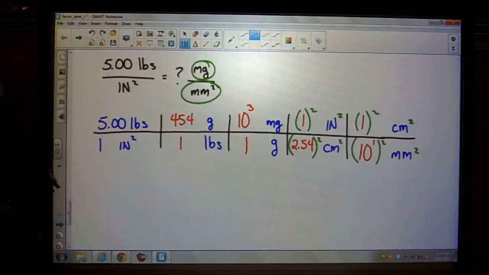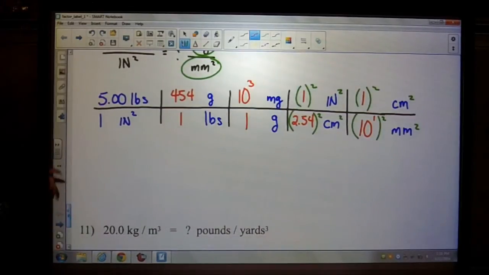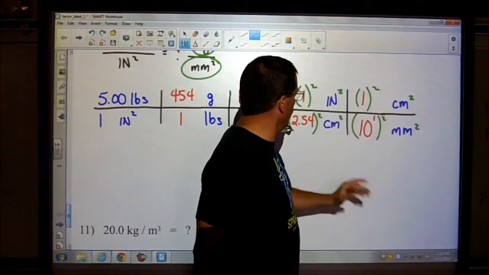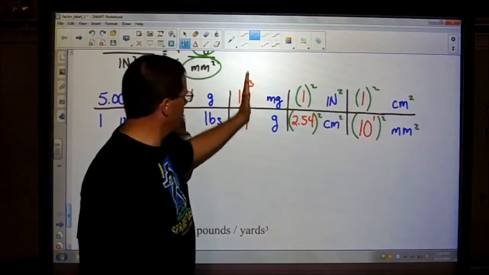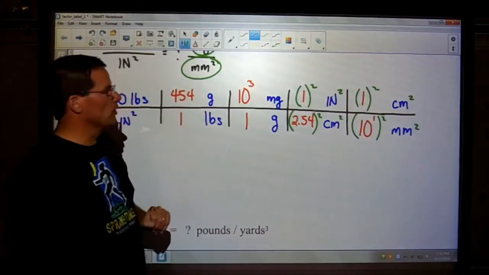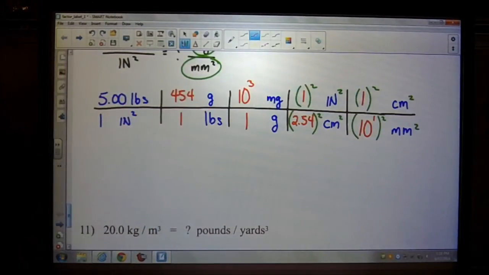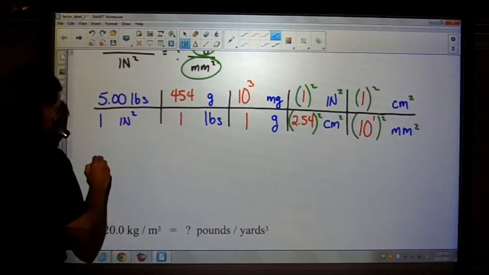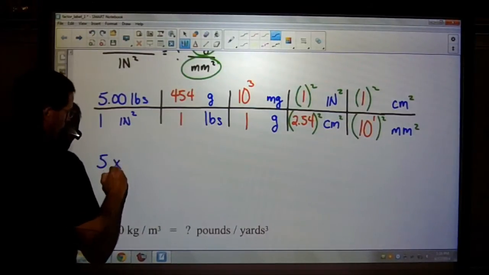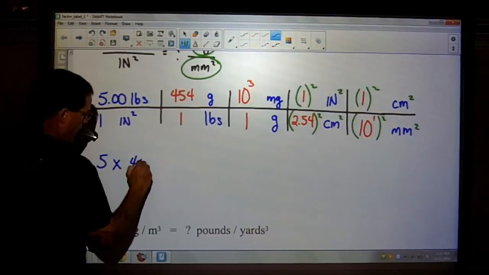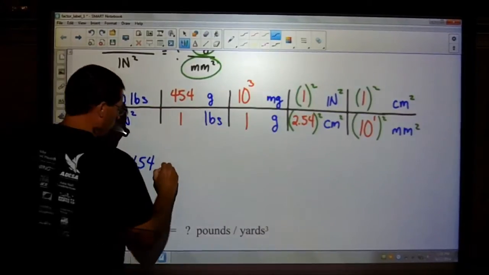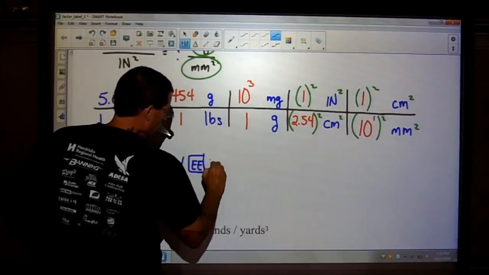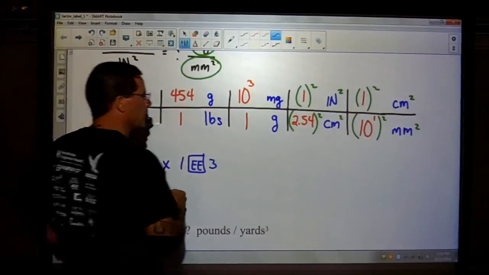All right, so now that we have everything in play and our units are equivalent to each other, in other words, this here is equivalent to each other, this here is equivalent to each other, and this here is equivalent to each other. Now we have some fun typing in on our calculator. Here's how I would recommend it. 5 times 454 times 1 EE 3, or you could type 1,000 since it's not that large.